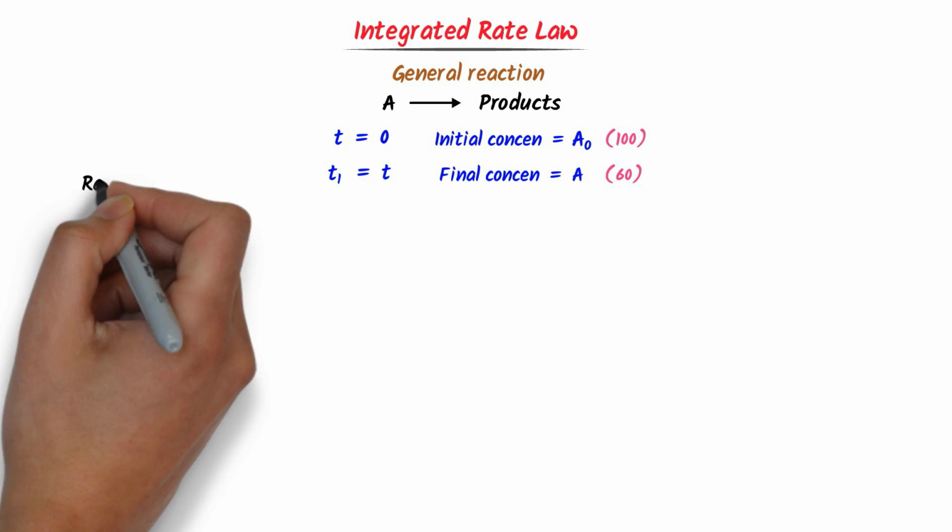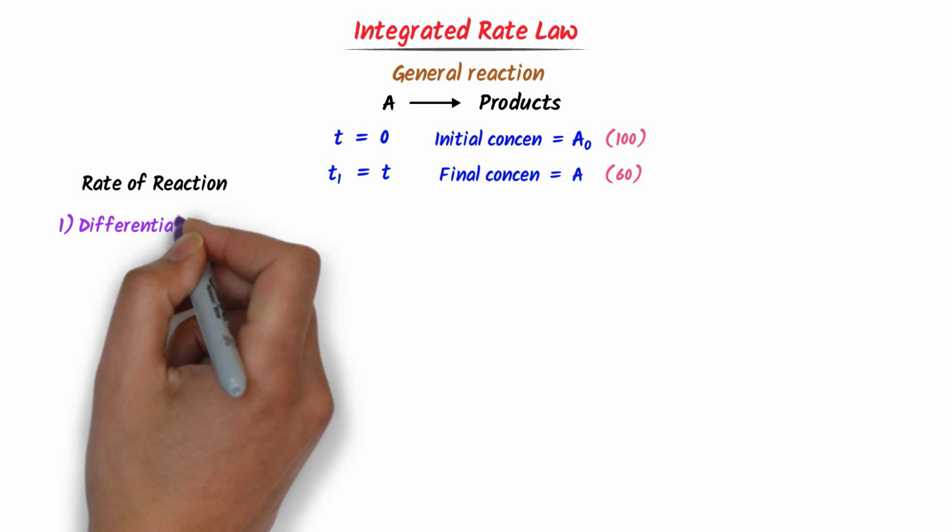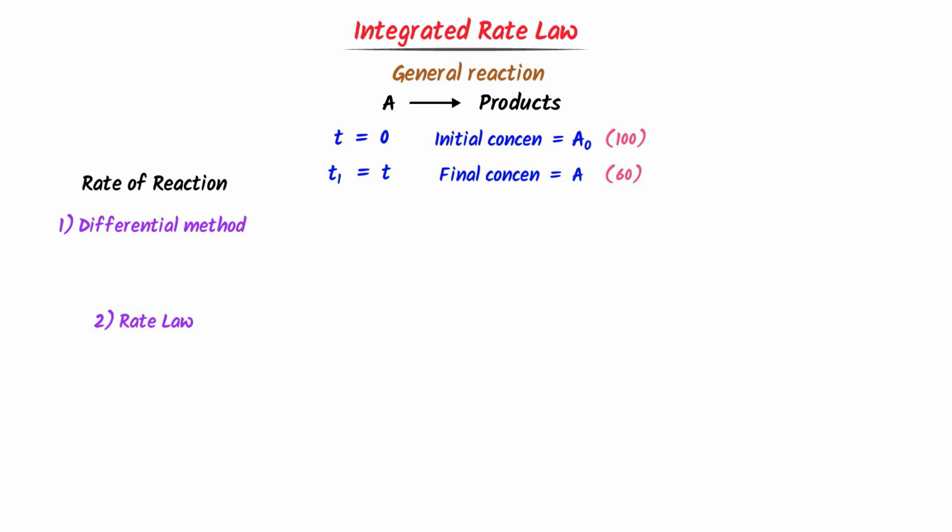I am interested to write a rate of reaction for this zero order reaction. We already learned in our previous lecture that there are two methods to write a rate of a reaction. One is differential method and the second one is rate law expression. In the differential method, we write rate of the zero order reaction is equal to minus d concentration of A upon dt. Let this be equation number 1. While in the rate law expression, we write R of the zero order reaction is equal to K because it is a zero order reaction and its rate doesn't depend on concentration of reactants.